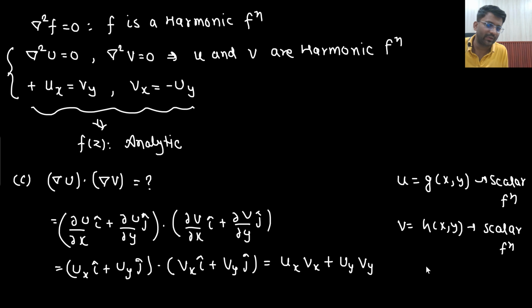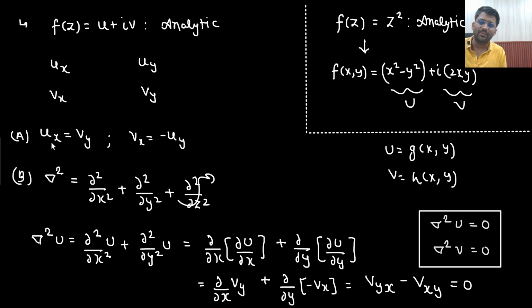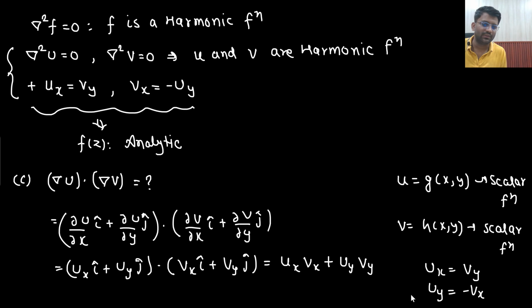Now you know the property that ux should be equal to vy and uy should be equal to minus vx. This is the property of an analytic function, no? Ux should be equal to vy and uy should be equal to minus vx. So we can put this here: in place of ux you put vy, vx, and in place of uy you put minus vx, vy.